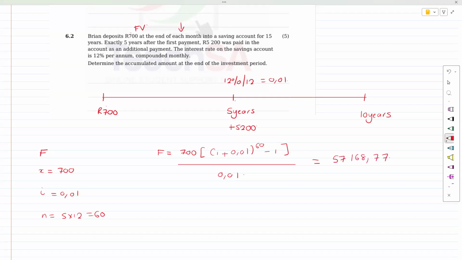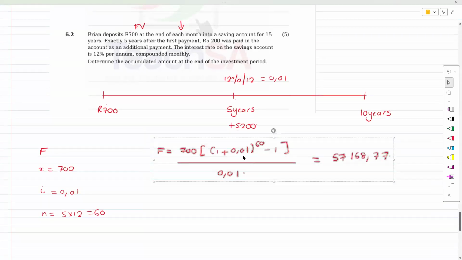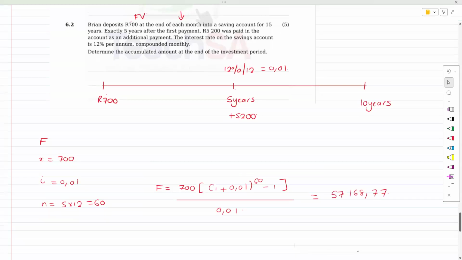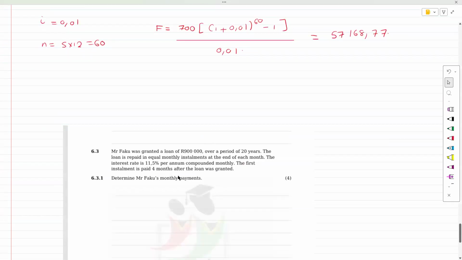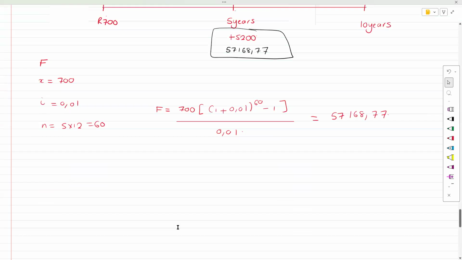57,168.77. That's how much money we had after 5 years, right? I mean, it makes sense. It's not unrealistic. Now, guys, he added 5,200 as an additional payment to this amount. So he added it there. Let's go and calculate. I think maybe I could be correct. That's F. That's X.